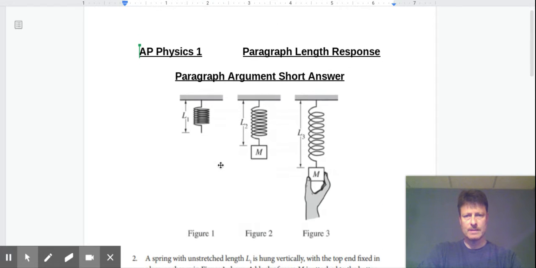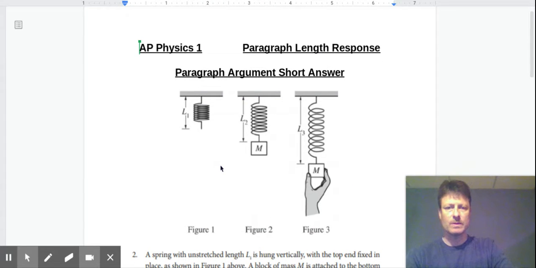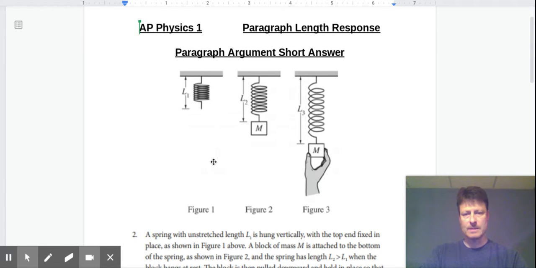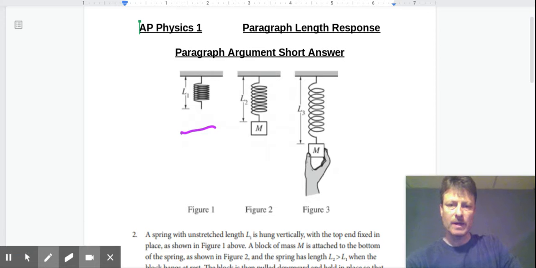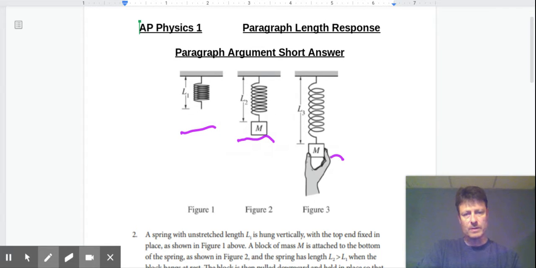Okay, we're back. This is for AP Physics 1. We're going to do a quick video here that answers this paragraph length response, to get us a sense of what we're doing in this problem. It has three figures. In the first case, unstretched, you have just the spring by itself. In the second case, you hang a mass from it, and it stretches to a length of L2. And in the third case, you physically pull down with your hand, and it has a stretch length of L3.